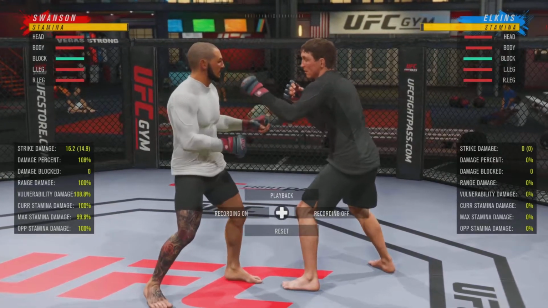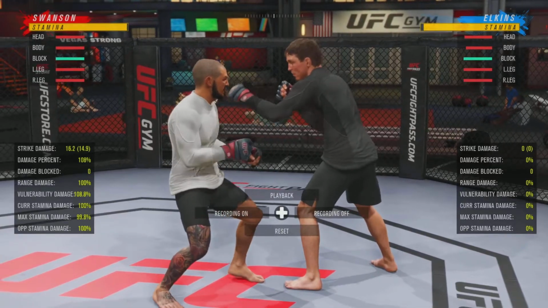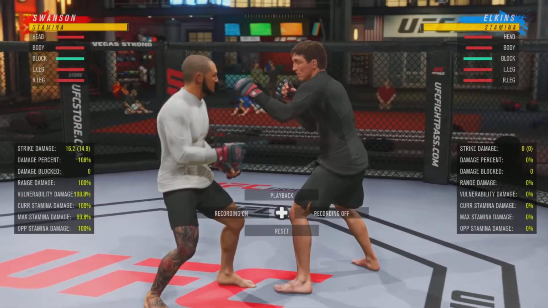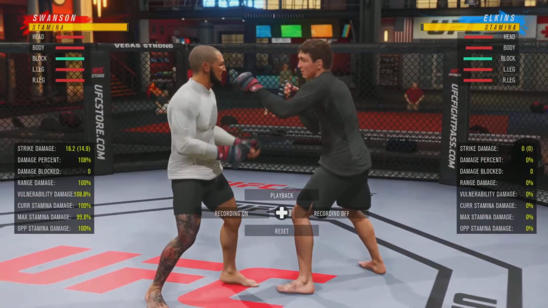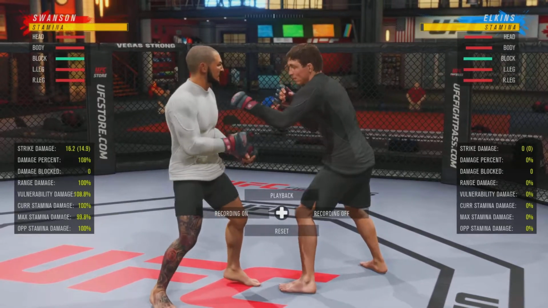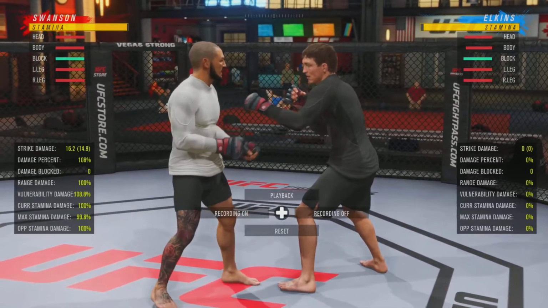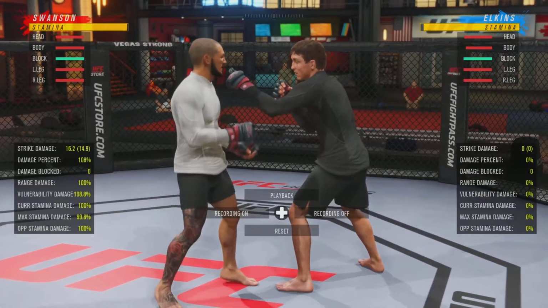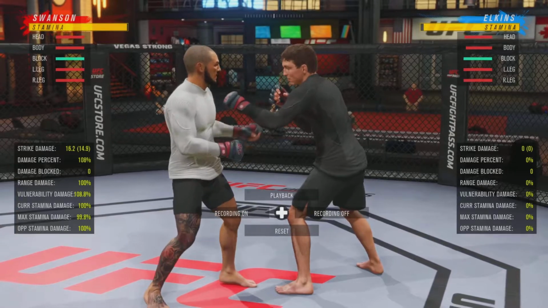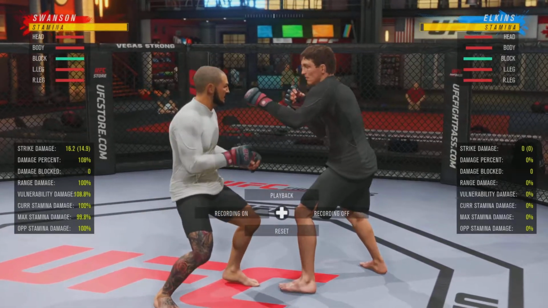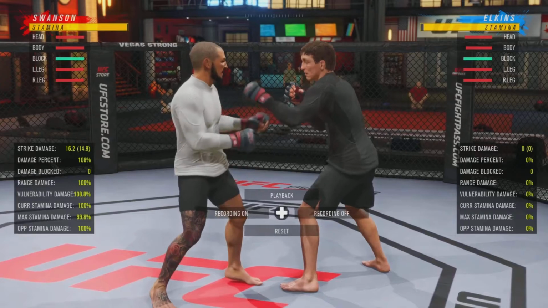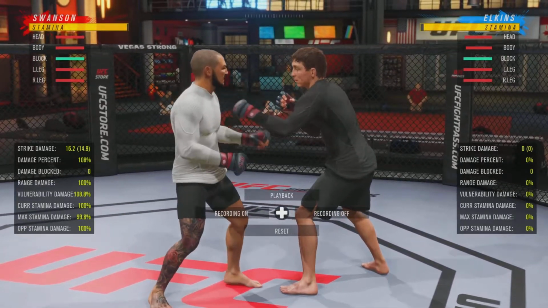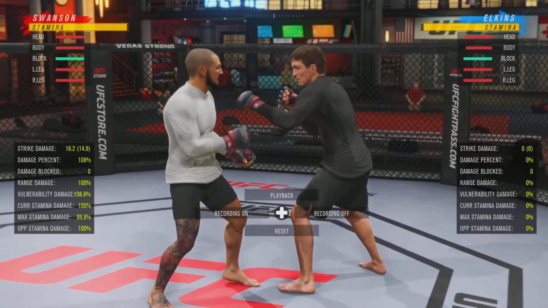So the next category we have is vulnerability. Now this one is super important because the more vulnerable you are, the more damage you're either going to deal to your opponent if you're catching your opponent in vulnerability, or the more damage you're going to take if they catch you in vulnerability. And vulnerability is just how vulnerable you are to taking a high damage shot. So just remember that when you guys are in fights, when you guys are throwing your combinations, when you're throwing certain strikes, that vulnerability plays a huge part in damage.